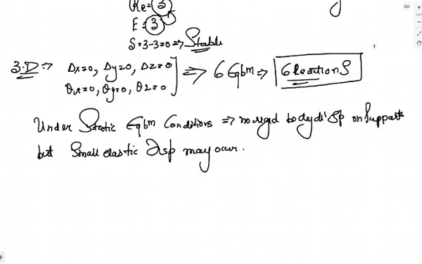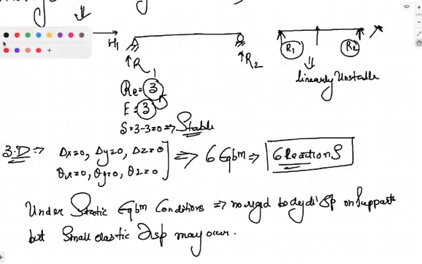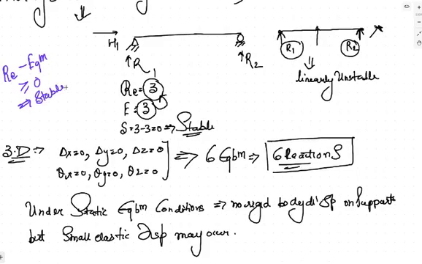It means that now we have calculated the external stability. How will the external stability be calculated? This external stability will be calculated by calculating the number of reactions. You will calculate the number of reactions, then you will subtract the equilibrium equations from it. If this value is greater than or equal to 0, then the structure is said to be stable. If this value is less than 0, it will be unstable.